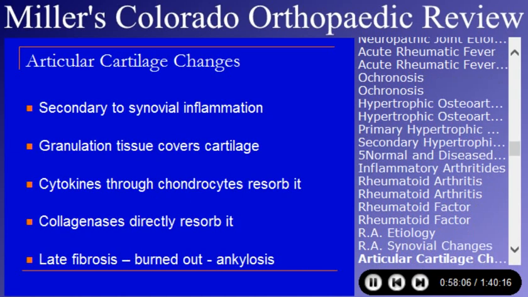The articular cartilage changes are secondary to the synovial inflammation as opposed to being primary changes as seen in osteoarthritis. Granulation tissue covers the cartilage. Various cytokines and collagenases are elaborated. The cartilage gets destroyed. As the cartilage is completely destroyed, the disease tends to burn out, leaving a stiff fibrotic joint.